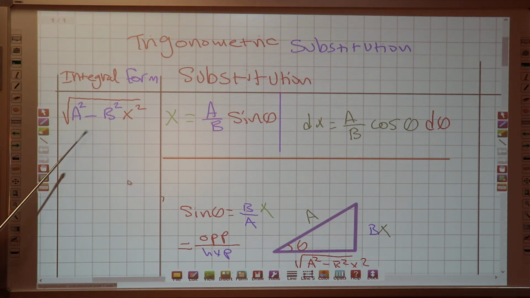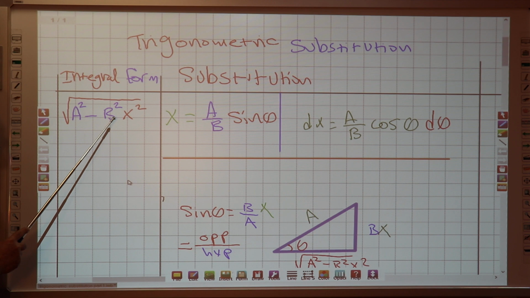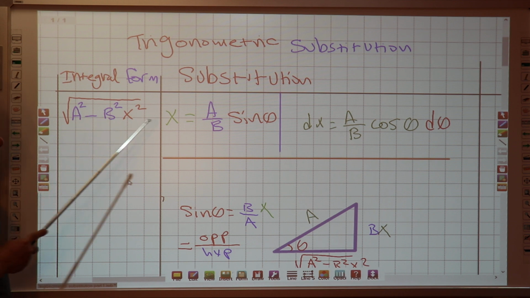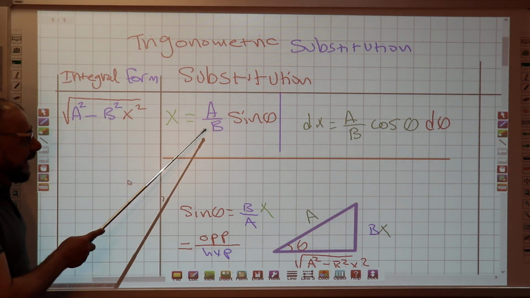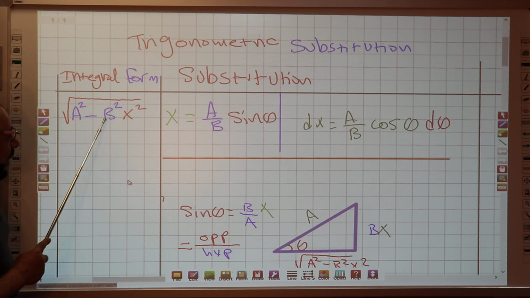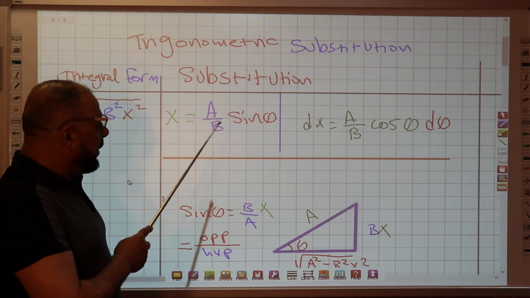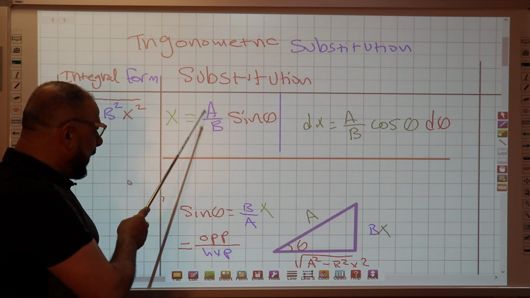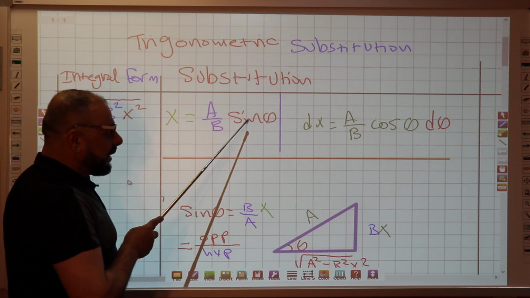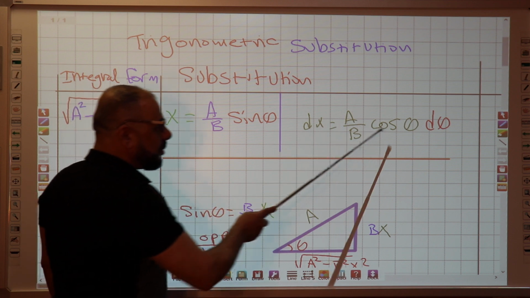Look, Ismail. If I have this form in my integration, square root of a squared minus x squared, you can remember this form when x squared comes negative, right? Your substitution will be x equal a over b sine theta. Good? All the time. I'm going to give you examples now. Now dx equal a over b, and the derivative of sine is cosine.